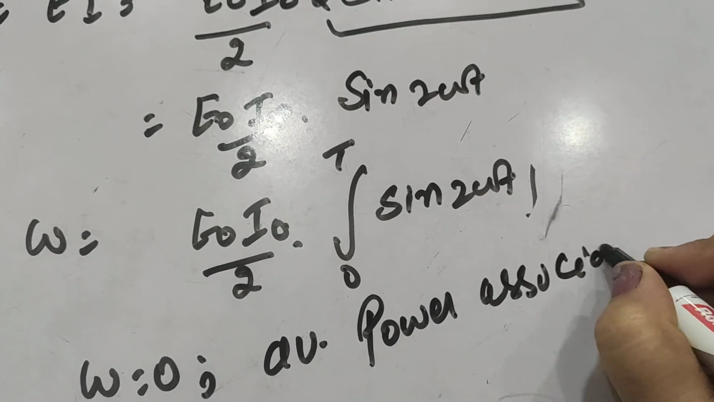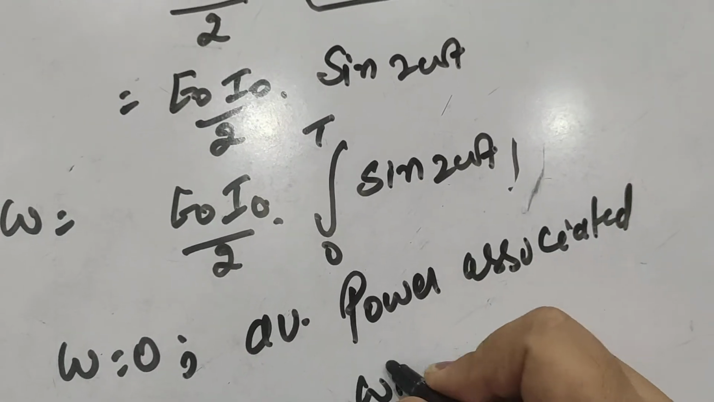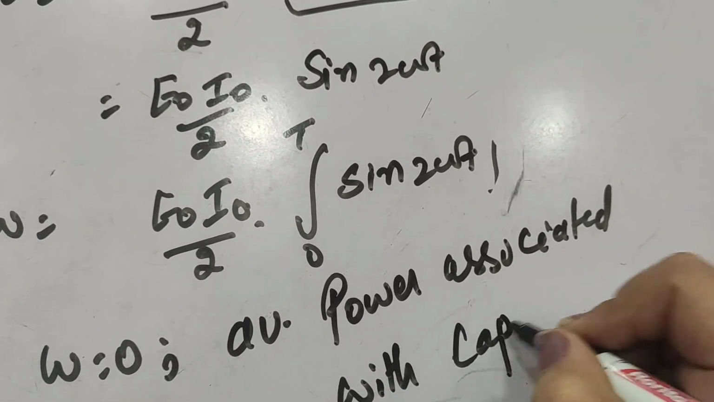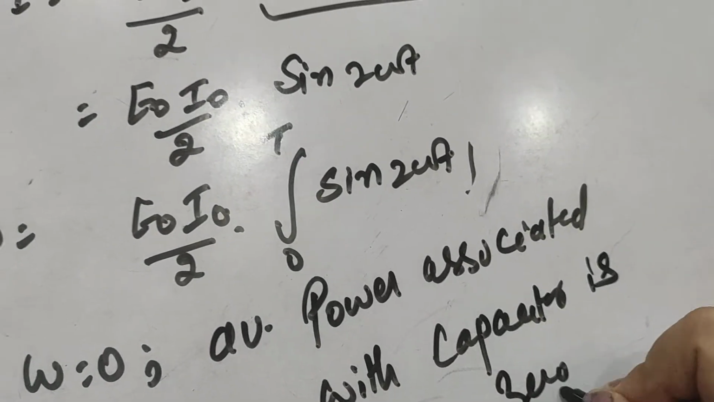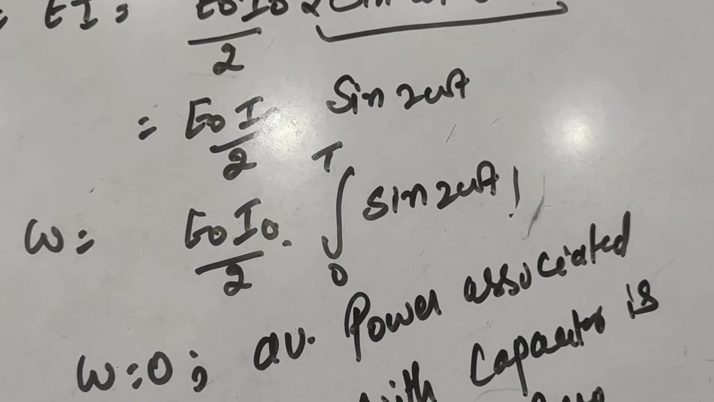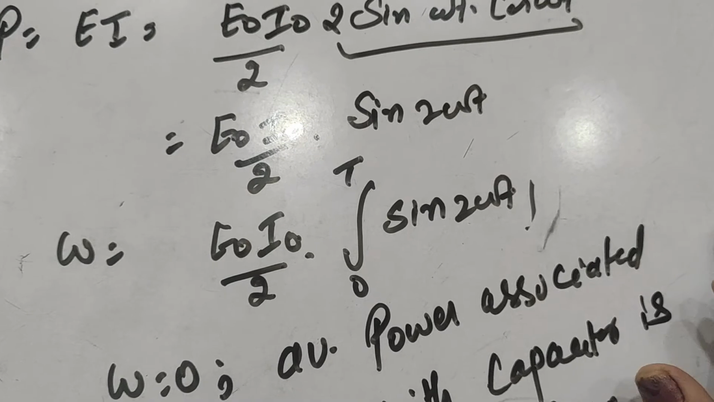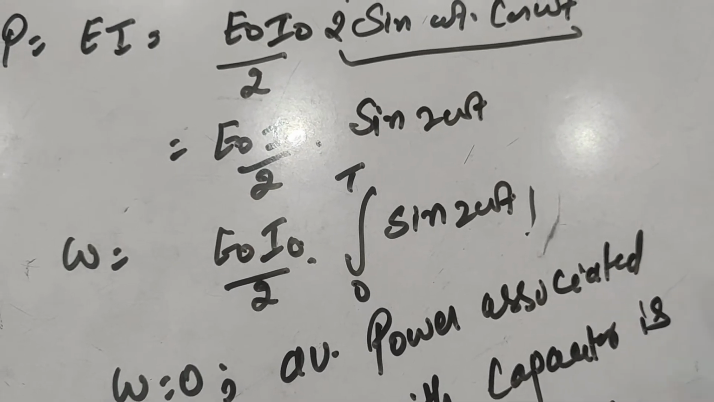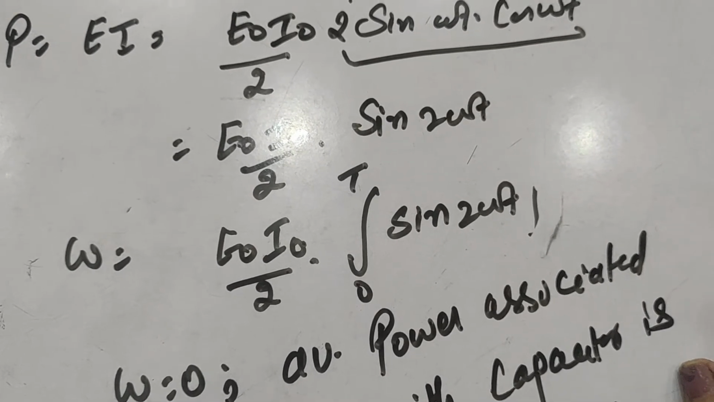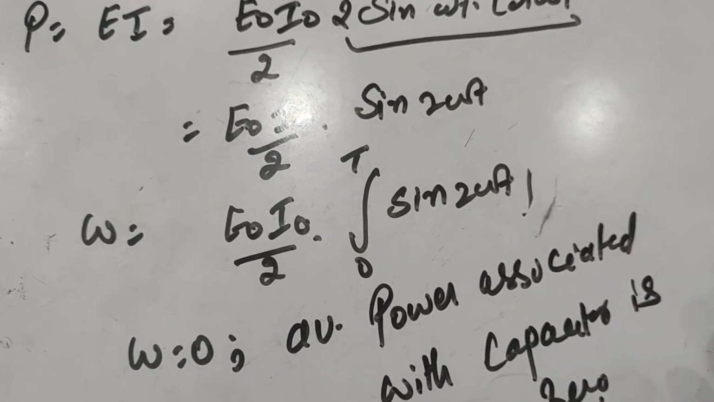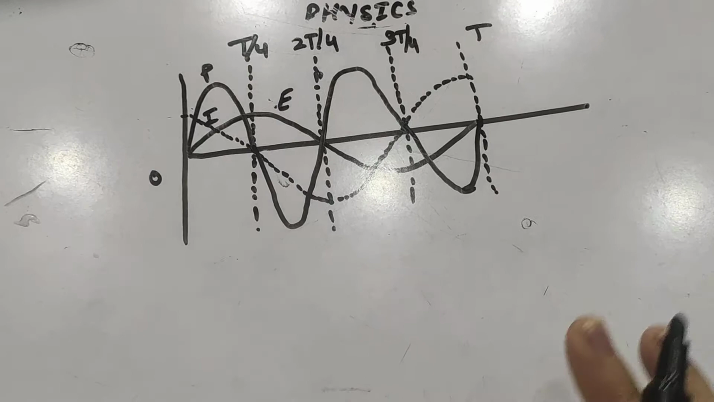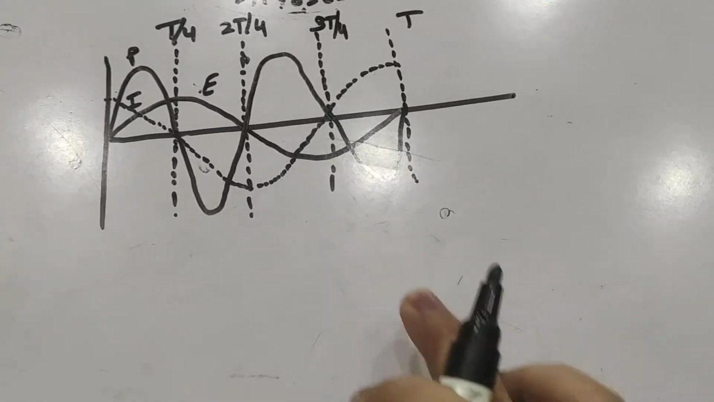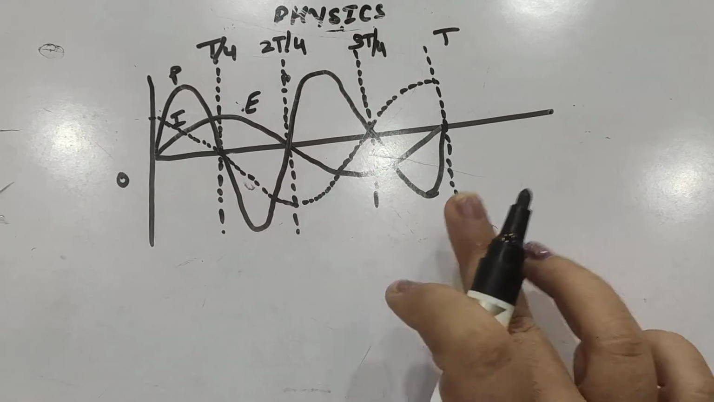associated with capacitor is 0, right? Now we can show with the help of the alternating waves diagram how the charging and discharging of capacitor takes place. Okay, now let us understand with the help of this diagram how charging and discharging takes place.